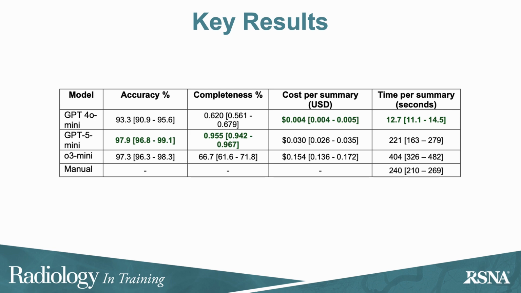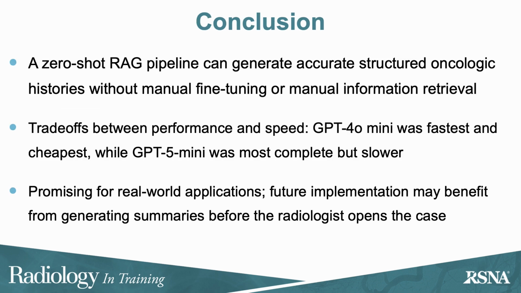So the key result is a trade-off. The fastest and cheapest model was less complete, while the most complete model was much slower. In summary, this zero-shot RAG pipeline was able to generate accurate, structured oncologic histories without manual fine-tuning or information retrieval. The work is promising for radiology workflows, but implementation needs to account for model-specific trade-offs in speed, cost, and completeness.